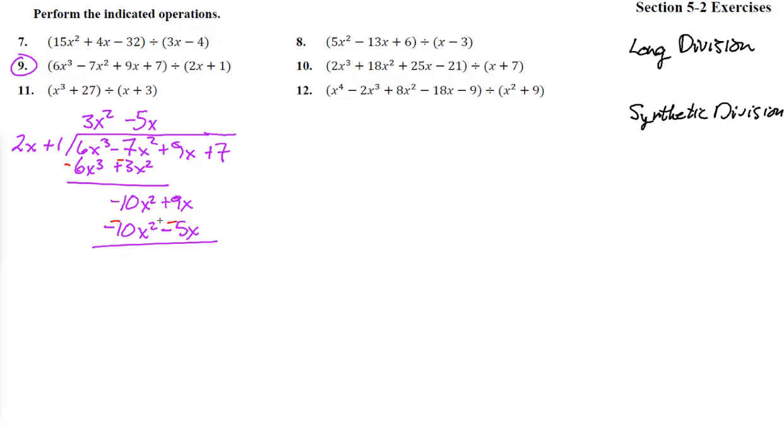Don't forget that we are subtracting, which means that negative 10x squared minus a negative 10x squared is a 0. 9 minus a negative 5x is 14x, and then plus 7. Okay, 2x goes into 14x 7 times. So we get 14x plus 7. Hey, when we subtract these, they go completely away, and we are left with a remainder of 0. So our answer is 3x squared minus 5x plus 7.